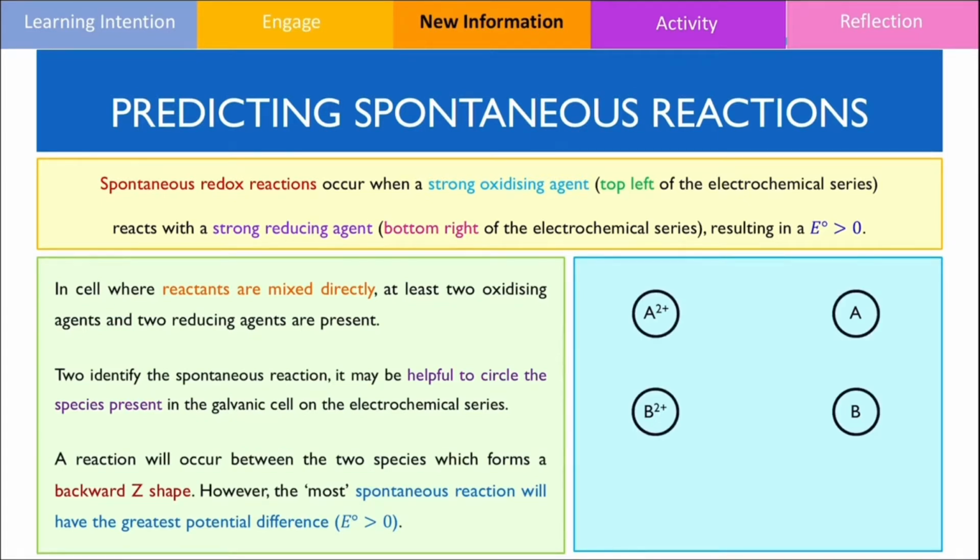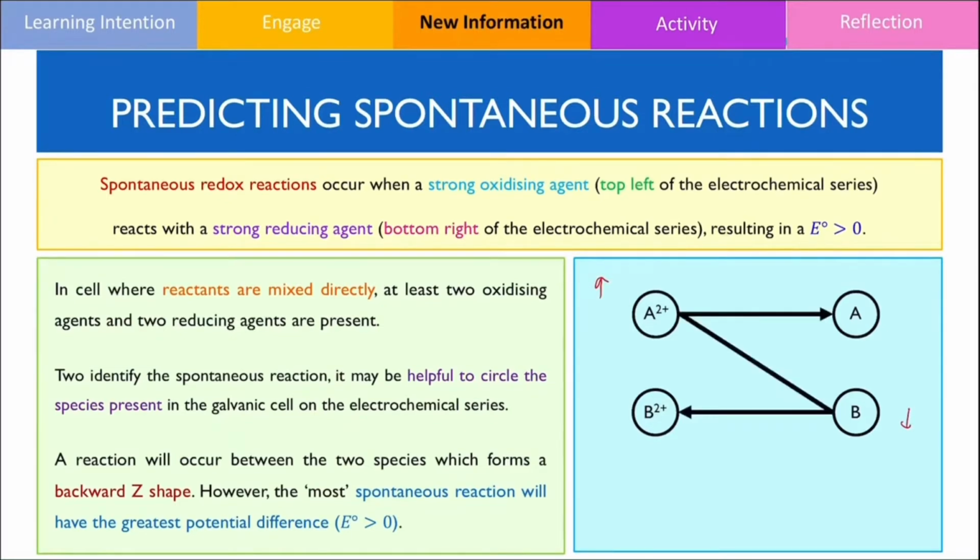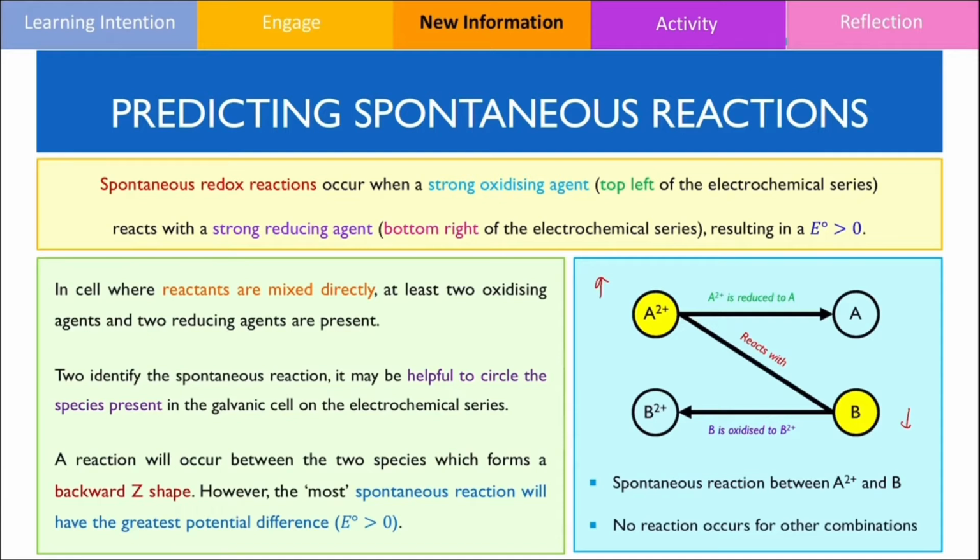From there, you want to draw a backward Z shape between the strongest oxidant and the strongest reductant based on the species you are working with. On the electrochemical series, we know that the strongest oxidant is found on the top left side, whereas the strongest reductant is found on the bottom right side. As a result, I know that the spontaneous redox reaction will occur between A2+ and B. Furthermore, to prove that this reaction occurs spontaneously, we would calculate the overall cell potential, and you'll find that in this example, the value will be greater than 0 volts. I would like to add that a redox reaction will not occur spontaneously for any other combination. So this means it isn't possible for B2+ and A to react spontaneously together.